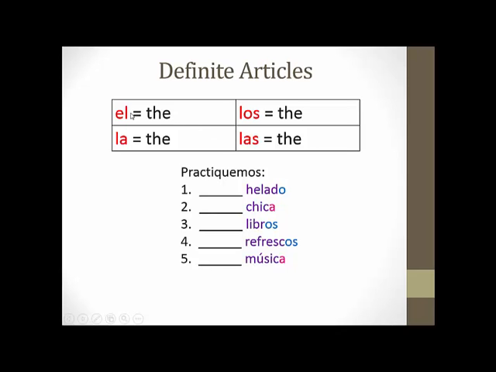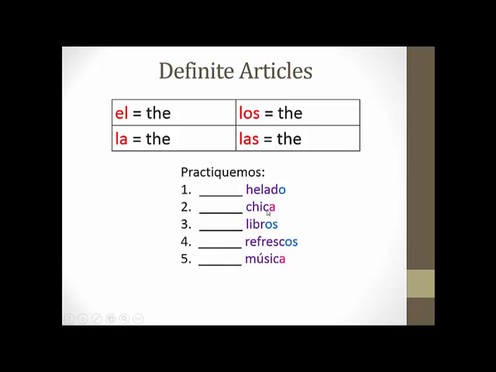We also have to decide, is the noun masculine or feminine? Masculine or feminine. So, helado is singular. We know that because it does not end in s, and it has an o on the end, which tells us that it is a masculine noun. Therefore, the best option for number 1 is el. El helado means the ice cream.